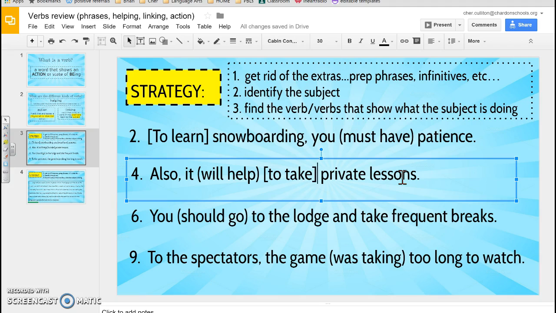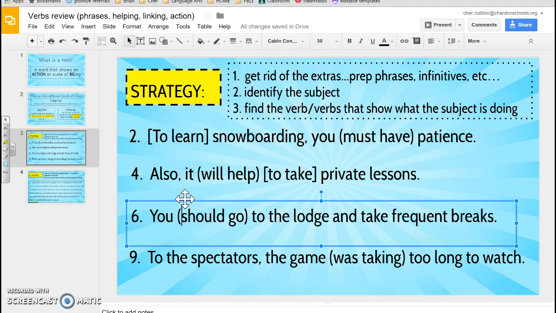So I'm going to label my subject. What's the sentence talking about? It's talking about it. And what is it doing? It will help. Help is an action verb, and will is the verb that helps it along. Will is on the list of helping verbs we memorized. Can, shall, will.